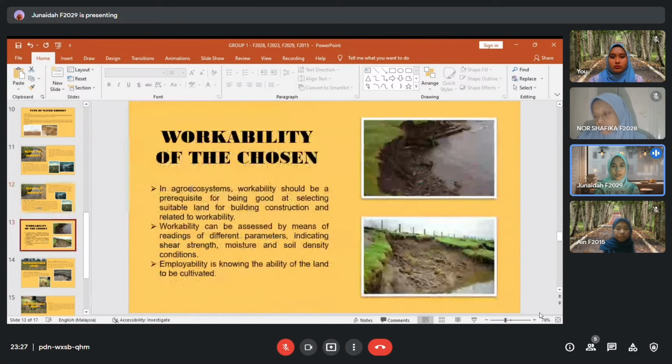And last, workability of the chosen land. In agrosystems, workability should be a prerequisite for selecting suitable land for building construction. Workability can be assessed by means of readings of different parameters indicating shear strength, moisture, and soil density condition. Workability is knowing the ability of the land to be cultivated.